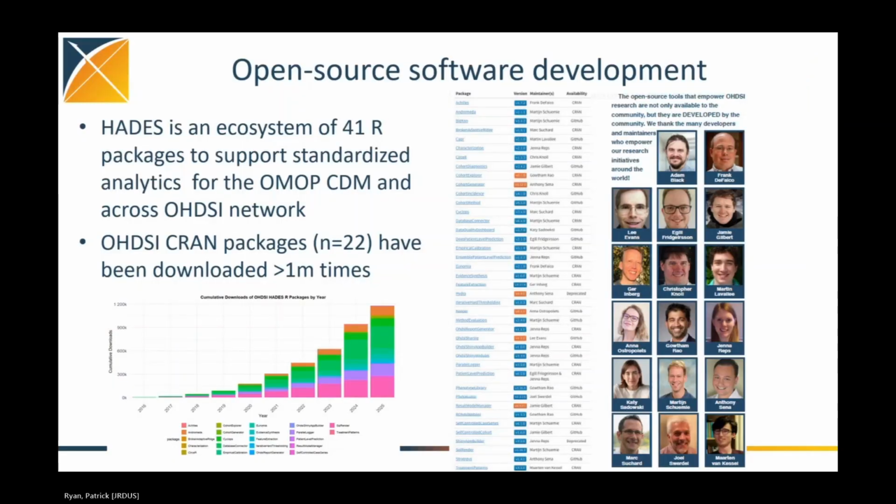Oh, I mentioned tools. For anybody who is interested in developing tools in our community, we've got a wonderful group of open source software developers. We have an ecosystem of over 40 R packages. More than half of them are in CRAN. So if you are an R developer or an R user, you can just open up a library and download these packages. They have been downloaded collectively over 1 million times and are heavily used. And we've used these to publish hundreds of papers at this point.